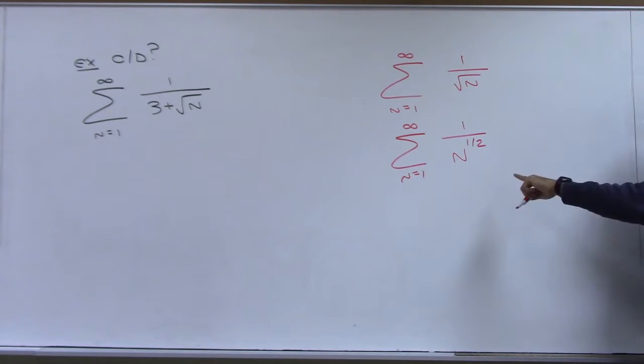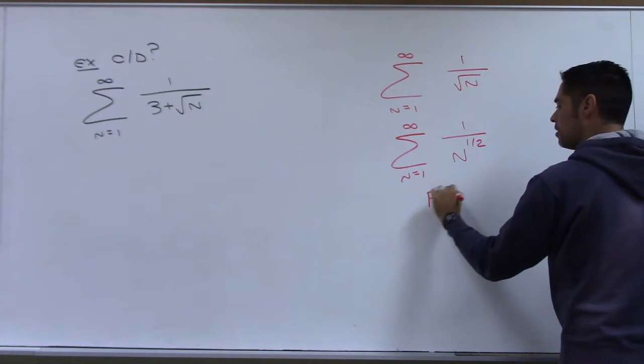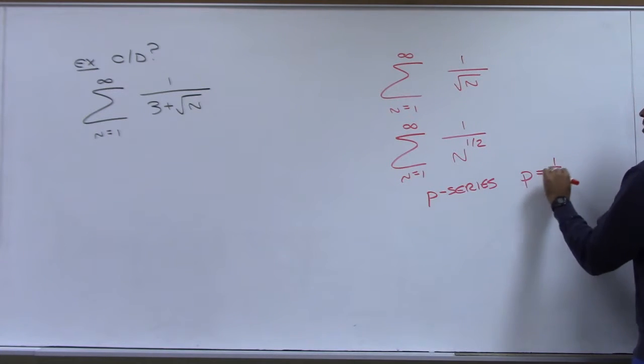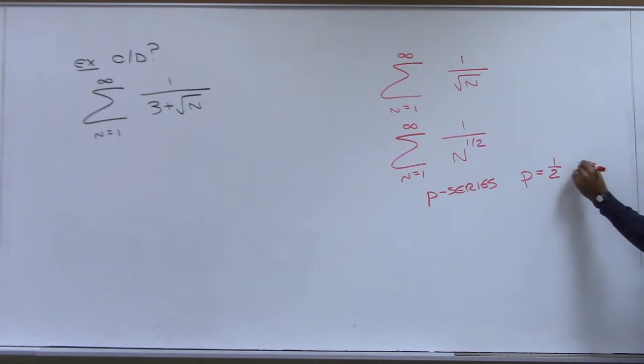And this is what type of series? P-series? Last class, p-series, with p being 1/2. If that's less than or equal to 1, what happens? It diverges.